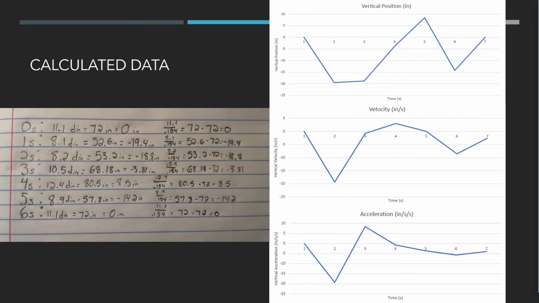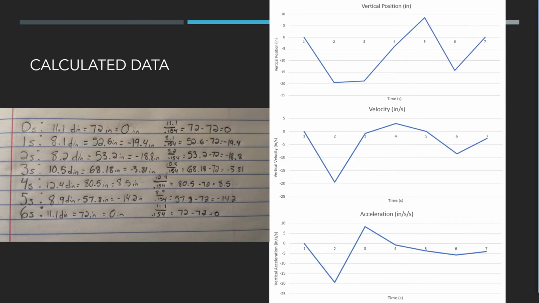Now, using this ratio, I calculated the position of the origin at each given second in the video and came out to the origin at 0, then dropping down to 19.4 inches, then negative 18.8 inches, to negative 3.81, to 8.5, to negative 14.2, and finally at 6 seconds into the video, ending back at 0 inches. Now, plotting each of these points in Excel with respect to time, I was able to get rough estimation graphs of each one, and I feel that it gives at least a general understanding of how each graph is related to each other.